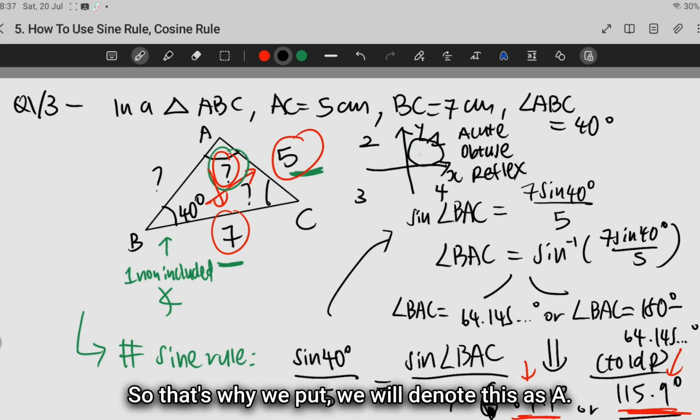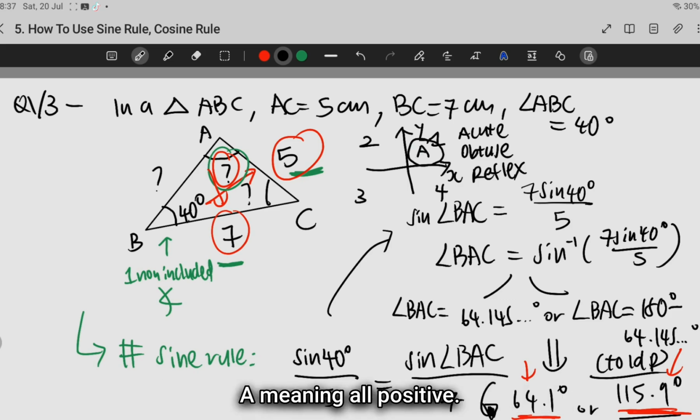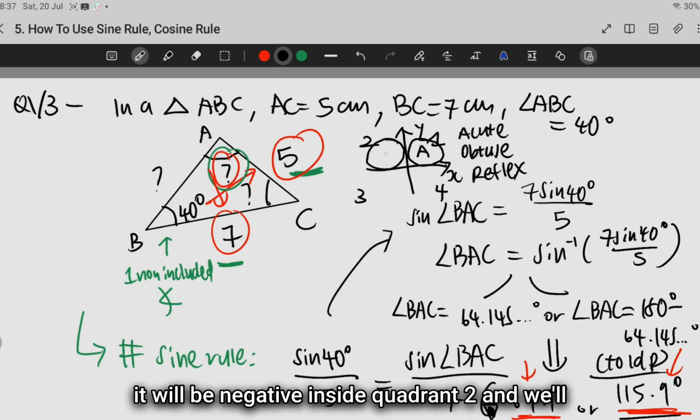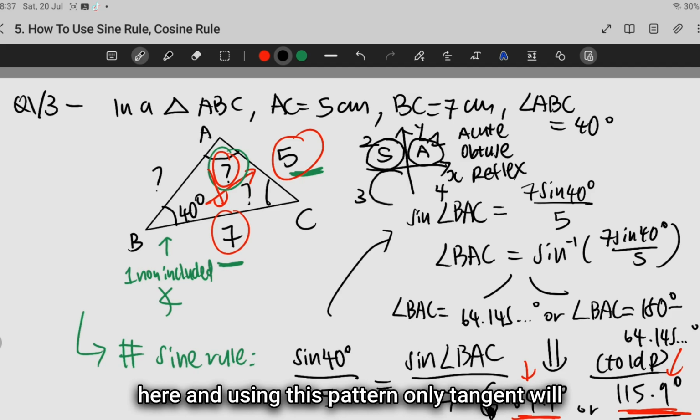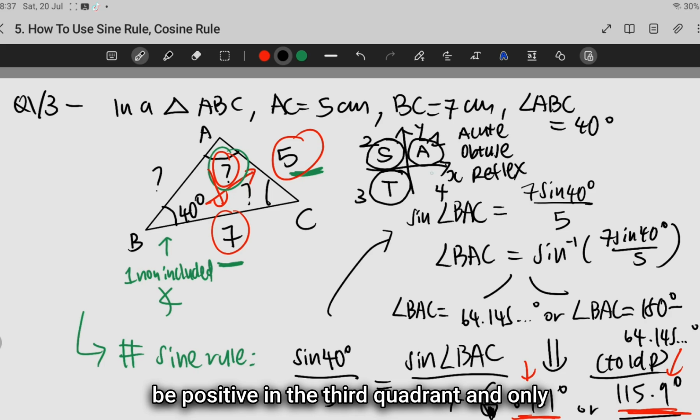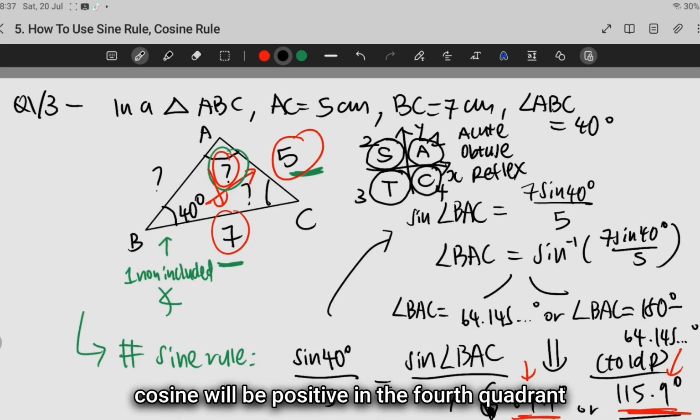So that's why we will denote this as A. A meaning all positive. Inside over here, for all angles, only sine is positive. That means for cosine and tangent, it will be negative inside quadrant 2. And we'll denote this as S because only sine is positive here. And using this pattern, only tangent will be positive in the 3rd quadrant and only cosine will be positive in the 4th quadrant.